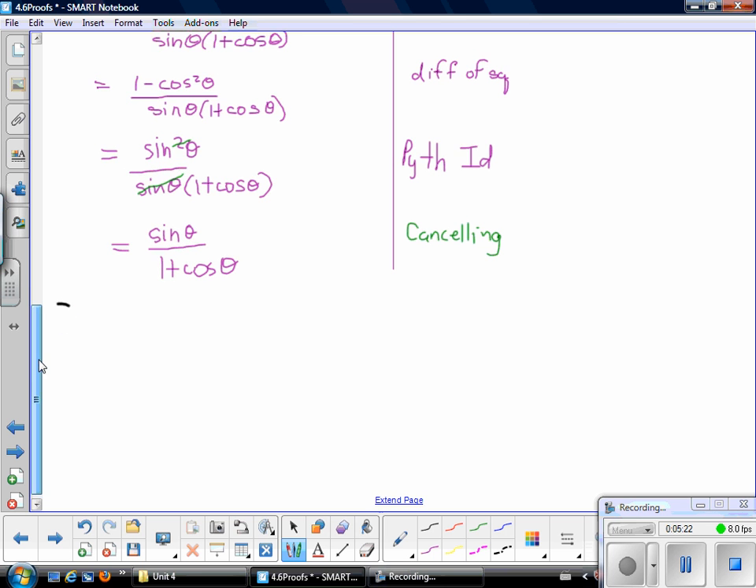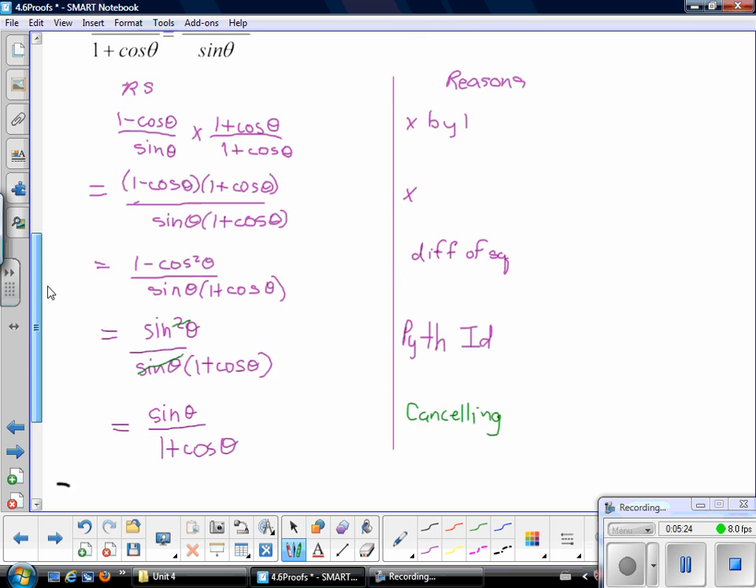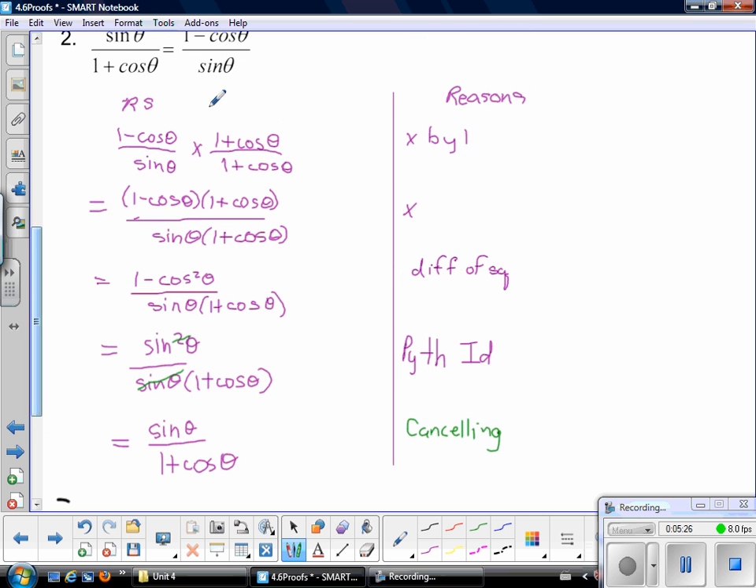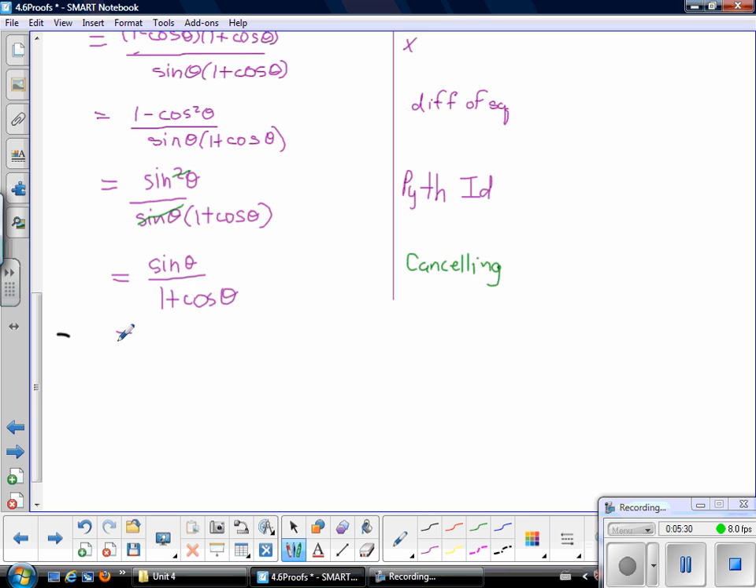And if you actually look at the top, what we started with, or what we wanted to get, we now have, in this case, the left side. So this equals the left side.